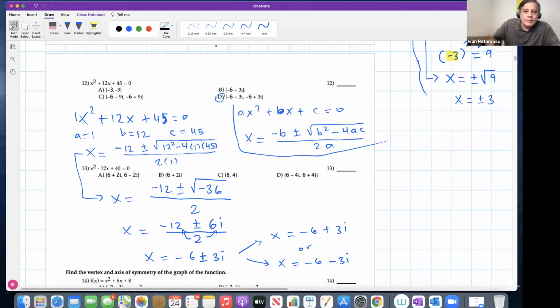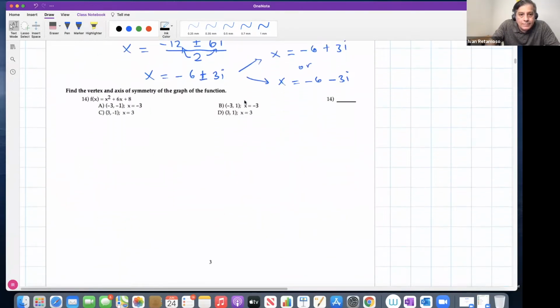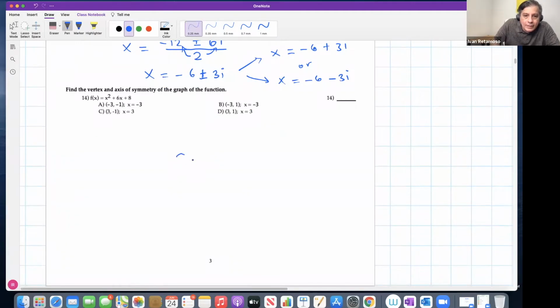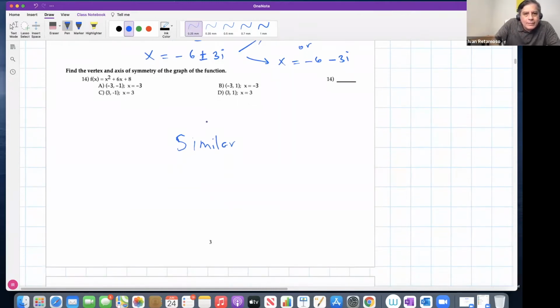Welcome, Julie. We're working over the review for exam 2. This one's similar. Do it at home. Use your knowledge of complex numbers if needed. However, this one deals with another topic, so we should do it. I think it deals with finding the vertex. So number 14, yeah, it's different.